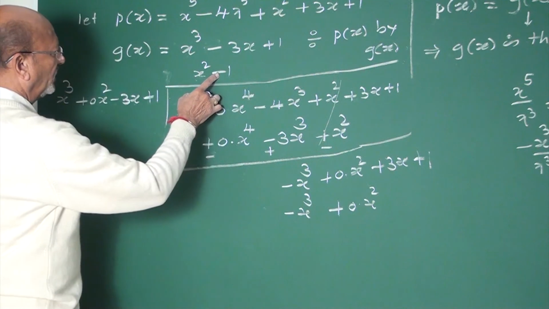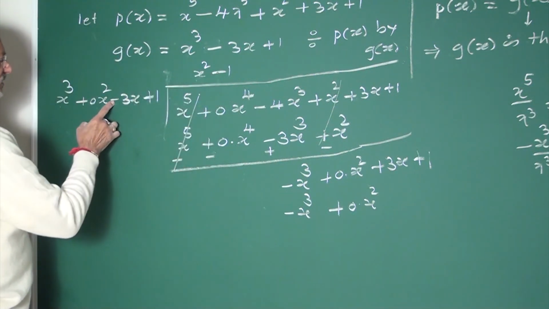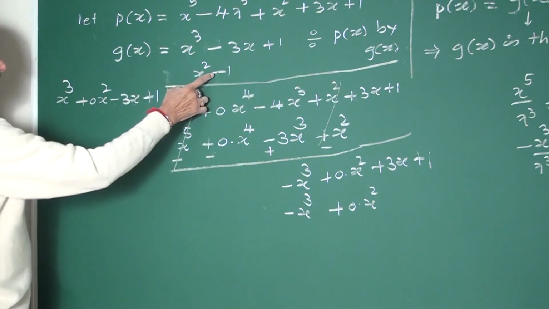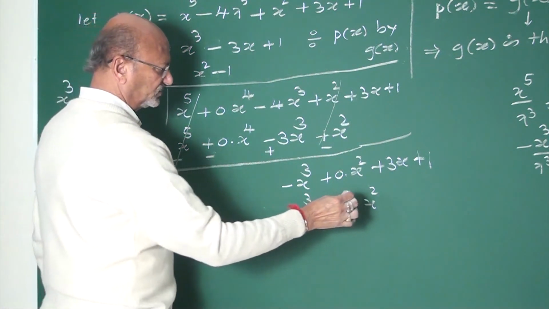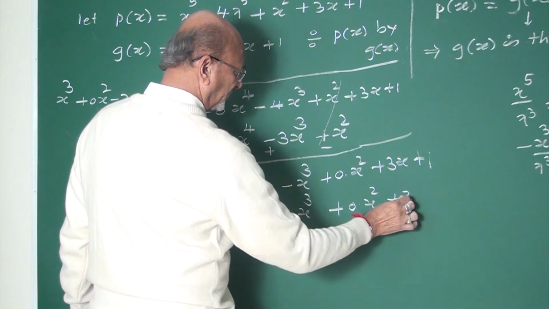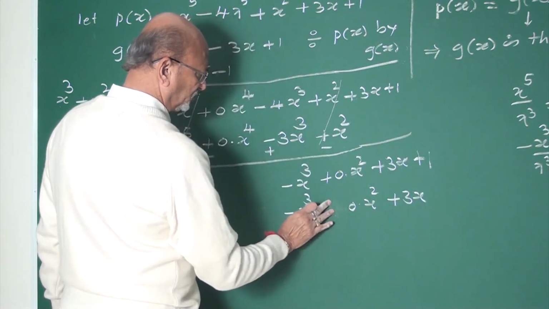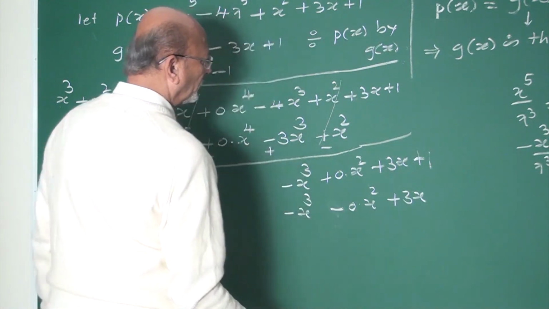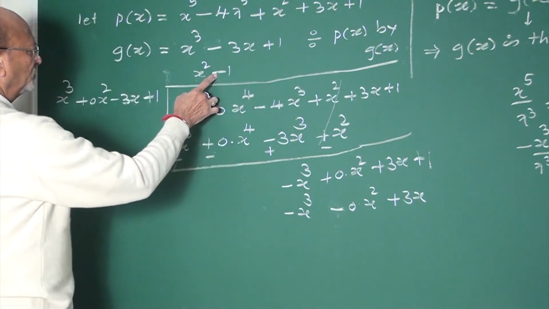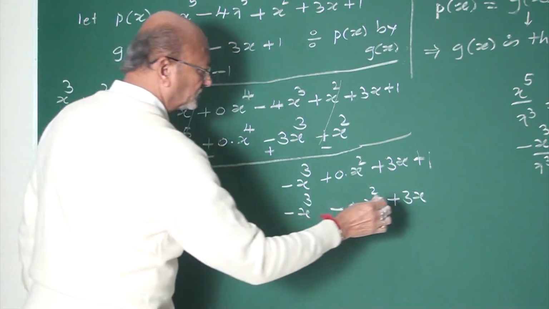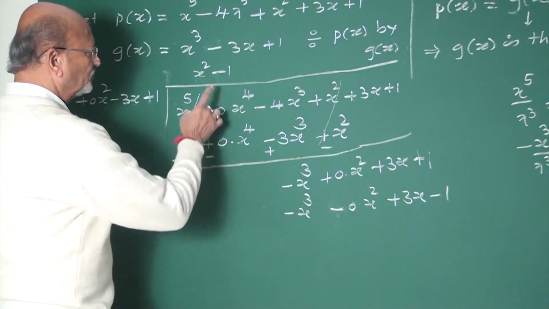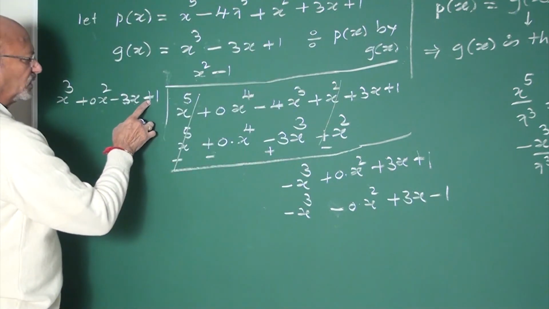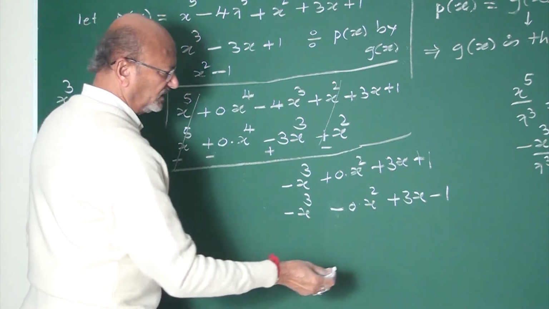Then minus 1 with minus 3x. Minus with minus is plus. 1 into 3x is plus 3x. This is minus, my friends. Next step. Minus 1 with plus 1 is minus 1. Minus 1 with plus 1 is minus 1. Yes, my friend.